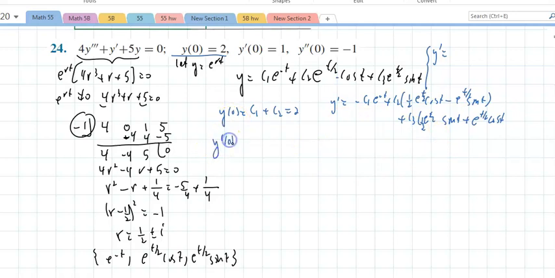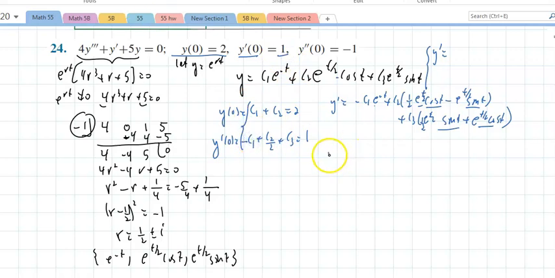What is y prime of 0? That is negative c sub 1. If I put a 0 here, that's 0. That's 1, 1, plus c sub 2 over 2. And if I put a 0 here, that's gone. That's 1, plus c sub 3 equals a 1. That's my second equation. I need one more.